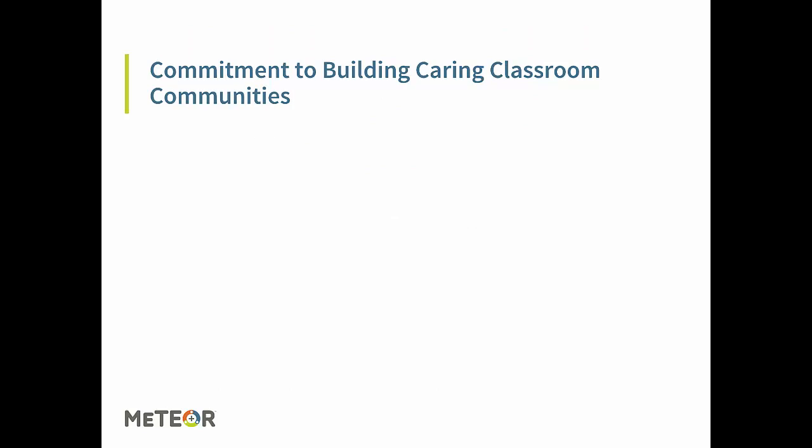And finally, the fifth part of culturally responsive classroom management is the commitment to building caring classroom communities. Students often make decisions of what they do in class based on their perception of whether or not the teacher cares about them. Students are more likely to succeed if they feel connected to school, and a positive, respectful relationship with the teacher helps create such an environment.